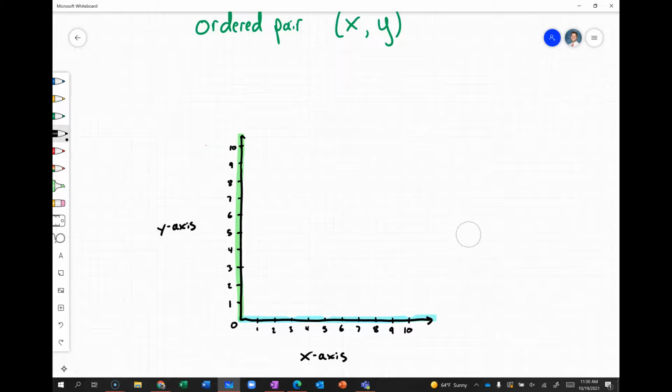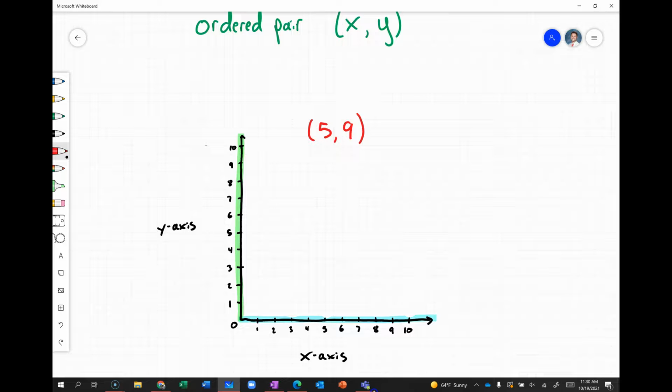So what I want you to remember is that the ordered pair, even though it has two numbers, is describing one specific location on our coordinate plane. So it gives us those two values because it tells us where it is on the x-axis and where it is on the y-axis. So for example, if we had the point 5, 9, so remember in that ordered pair, the first number listed is our x value. So 5 on the x-axis.